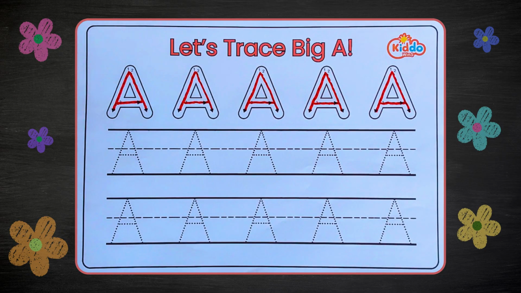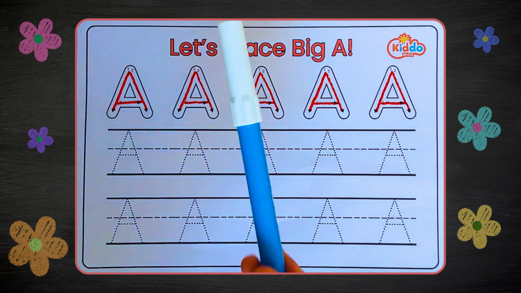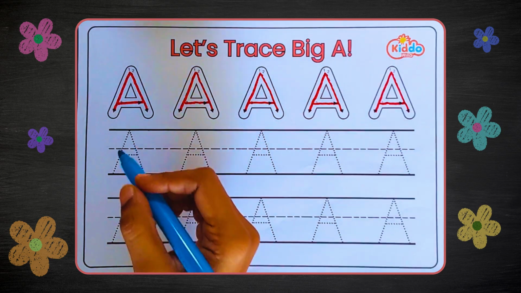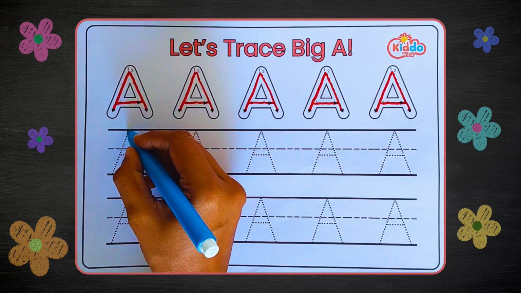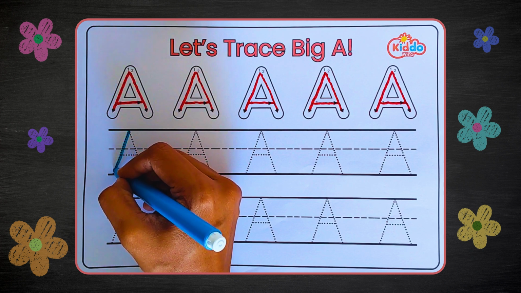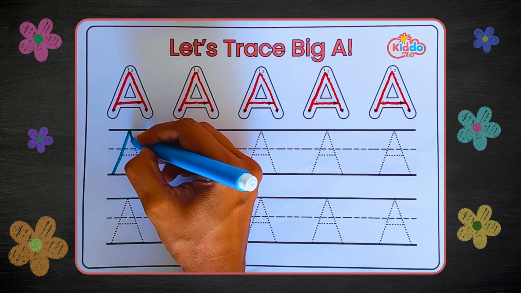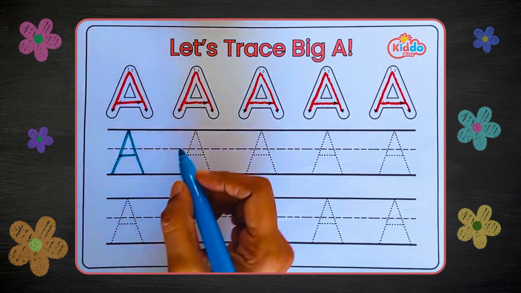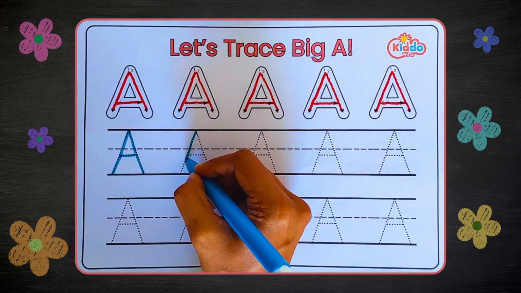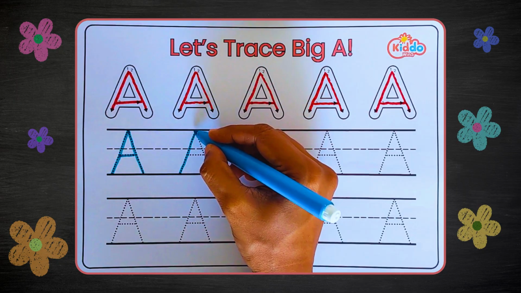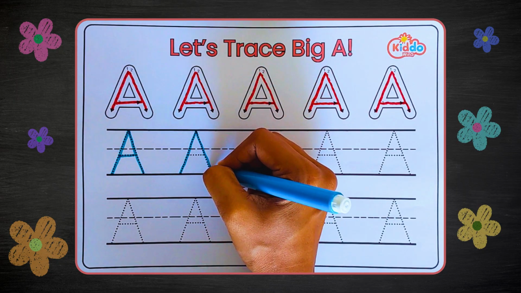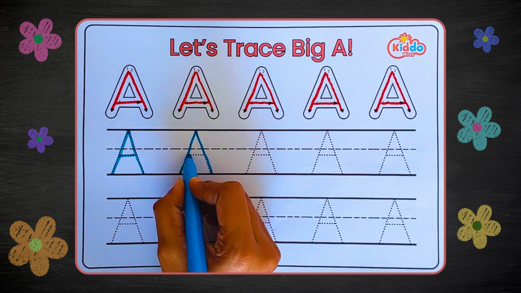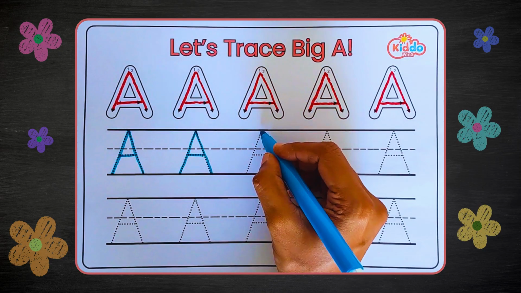Wonderful! Now let's trace with blue color. Trace some more big A's. Ready? Down, down, down. Back to the top. Down, down, down. And across. A. Start at the top. Down to the left. Back to the top. Down to the right. Across. A. You're doing a great job.